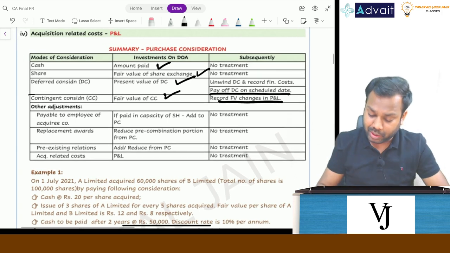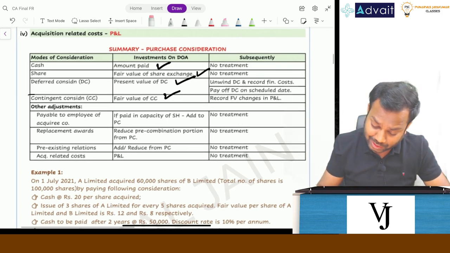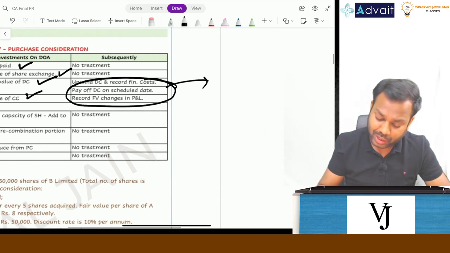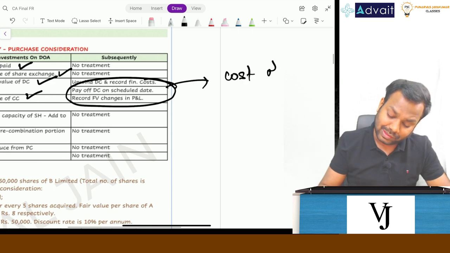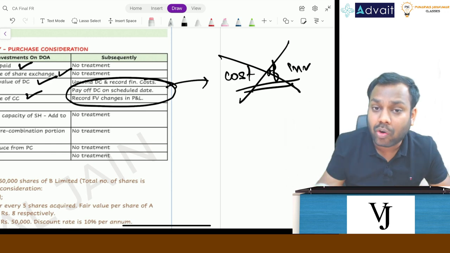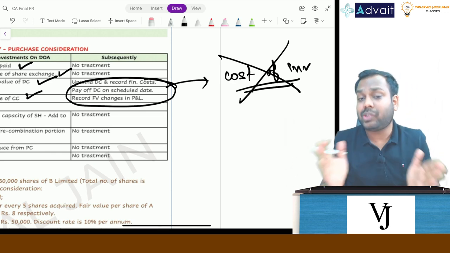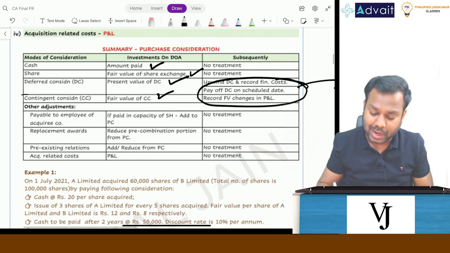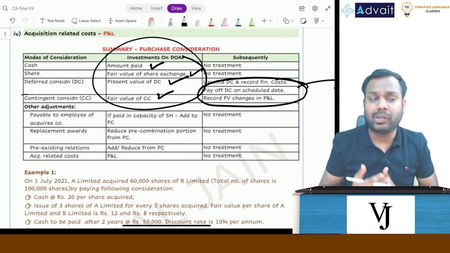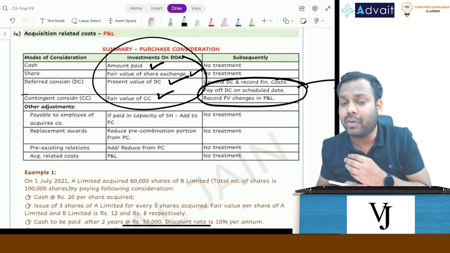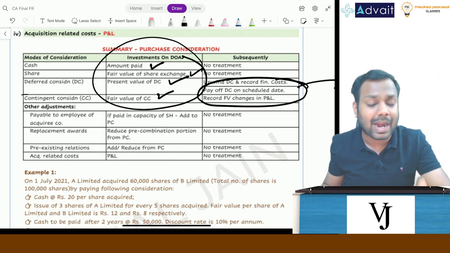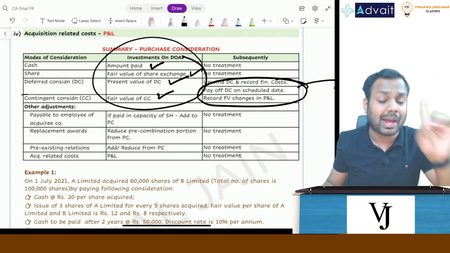But now, tell me one question: will these subsequent changes change the cost of investment? No, it will not change the cost of investments. It will never change the cost of investments. The cost of investment is the value on the date of acquisition, not subsequent. Any subsequent changes, whether the finance cost or the change in the fair value of the contingent consideration, will have to be recorded in the P&L. The impact will go to P&L and not to the purchase consideration. I hope that is clear to all of you.